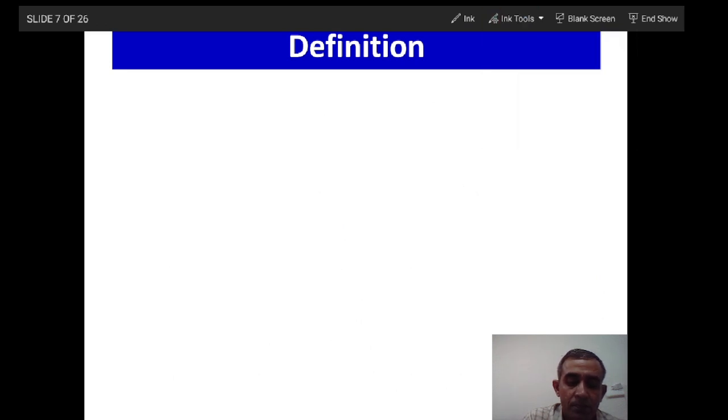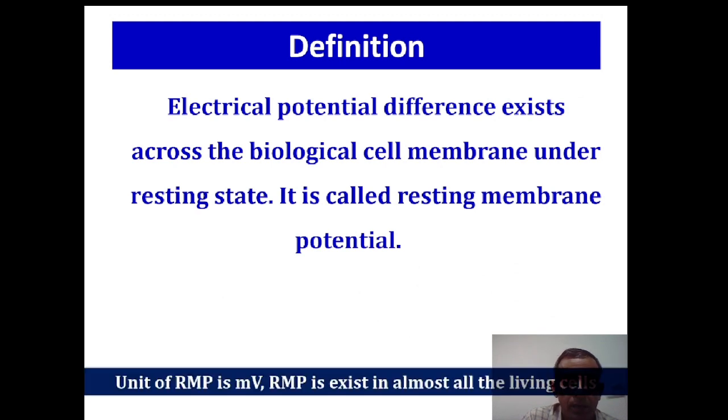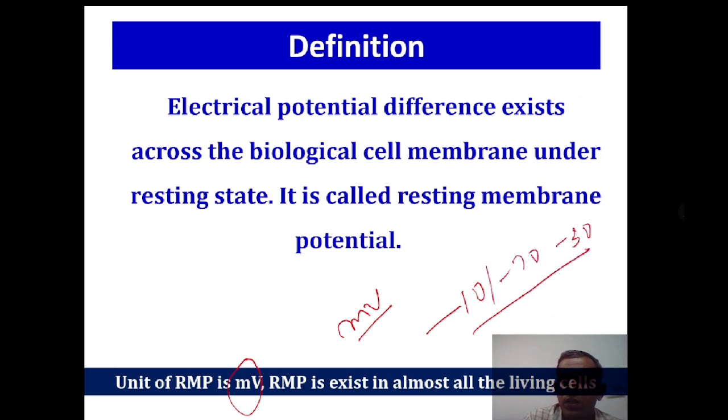So let's see the definition. It is the electrical potential difference that exists across the biological membrane in the resting state. It is called the resting membrane potential. You must remember that the unit of the RMP is millivolt. And always remember that the RMP is written with a minus sign. It may be minus 10, minus 20, minus 30, because the interior of the cell is always negative as compared to the exterior during the resting state.